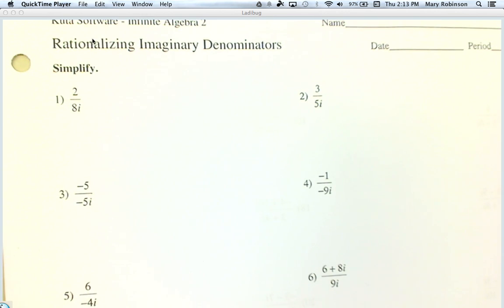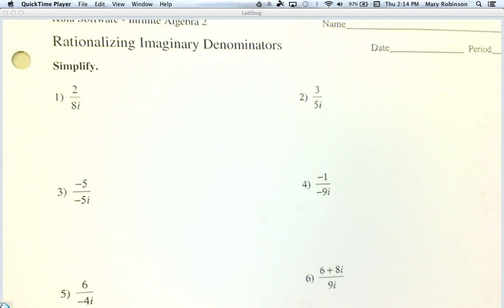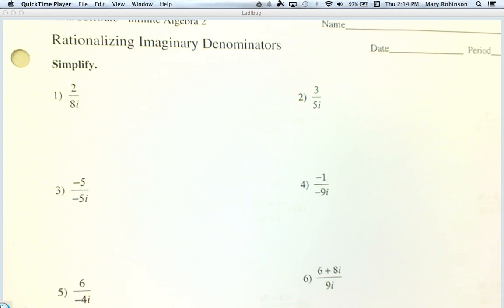Hi everyone, this video is to cover rationalizing imaginary denominators. As I told you, I would provide for homework, I'm going to work out problems 1 through 11 odd, and the expectation is that you will have 1 through 11 completed by watching the video and independently complete 2 through 12 for tomorrow.